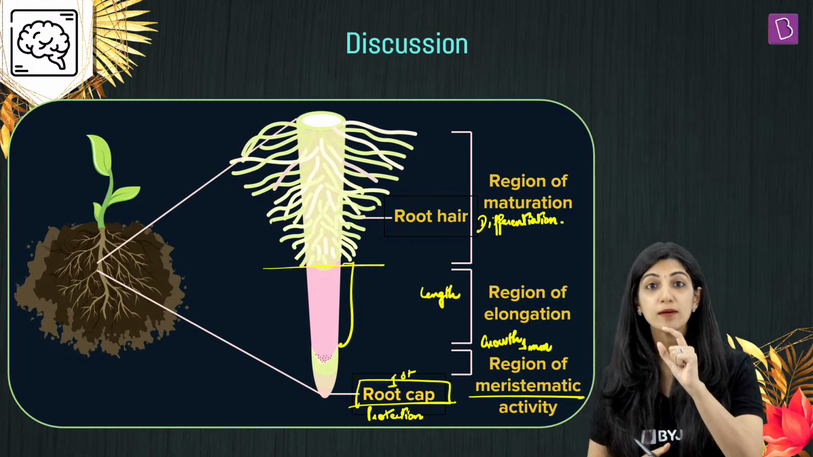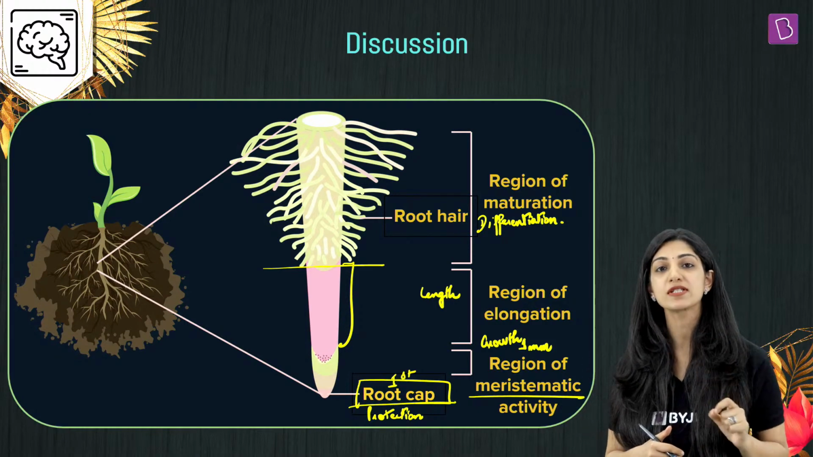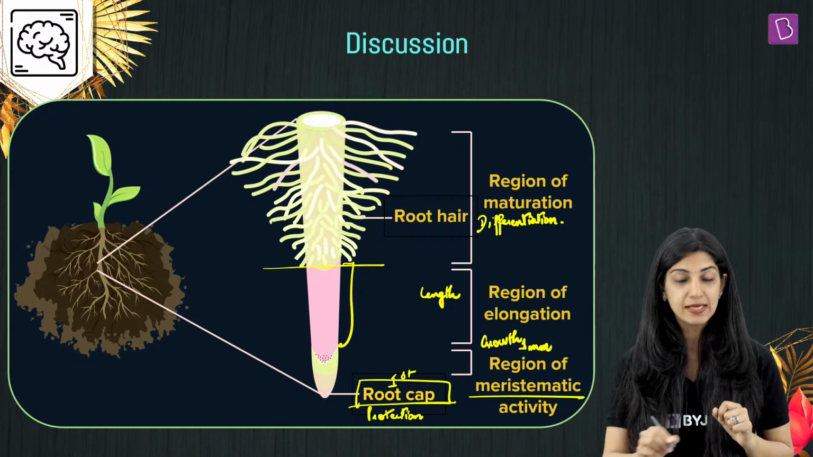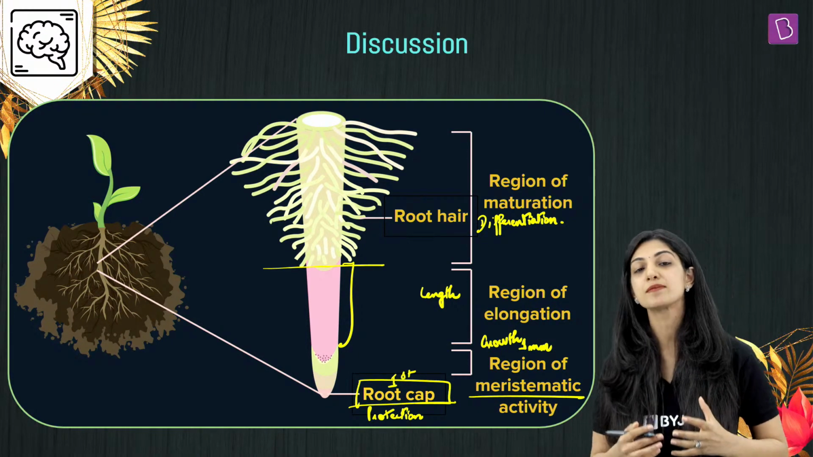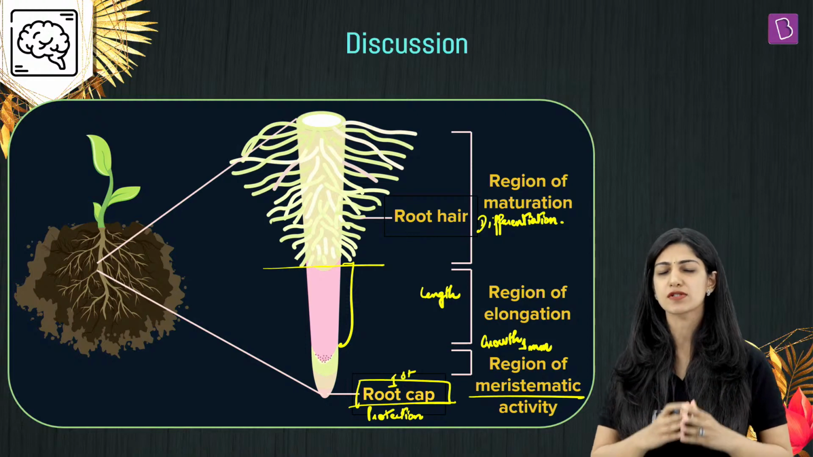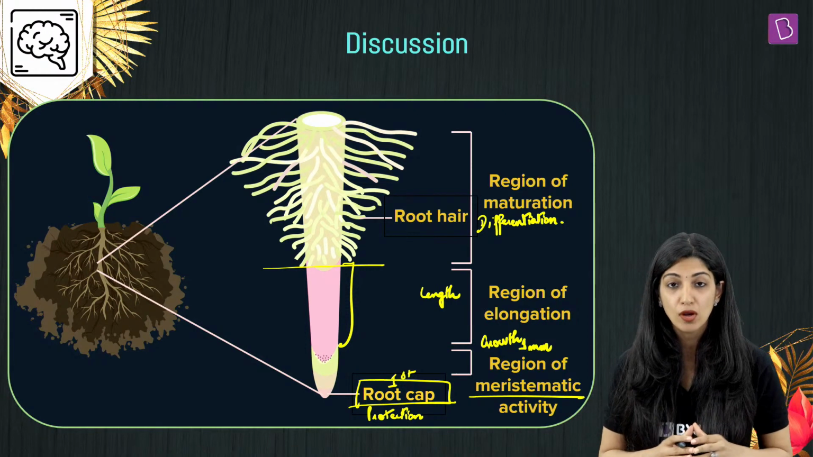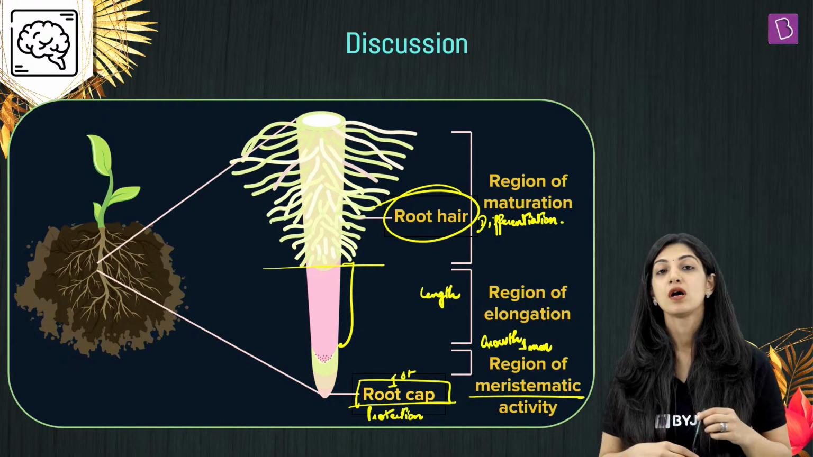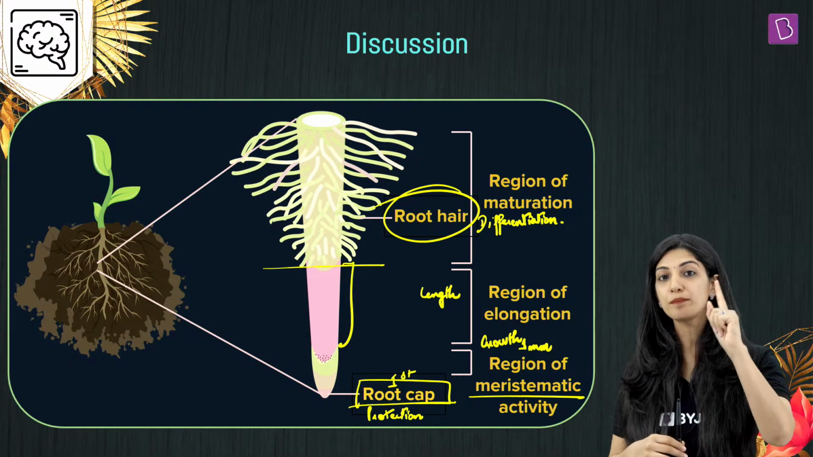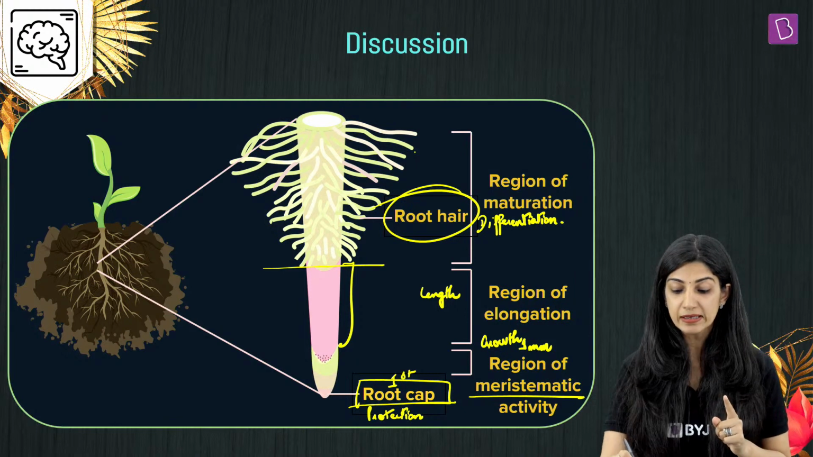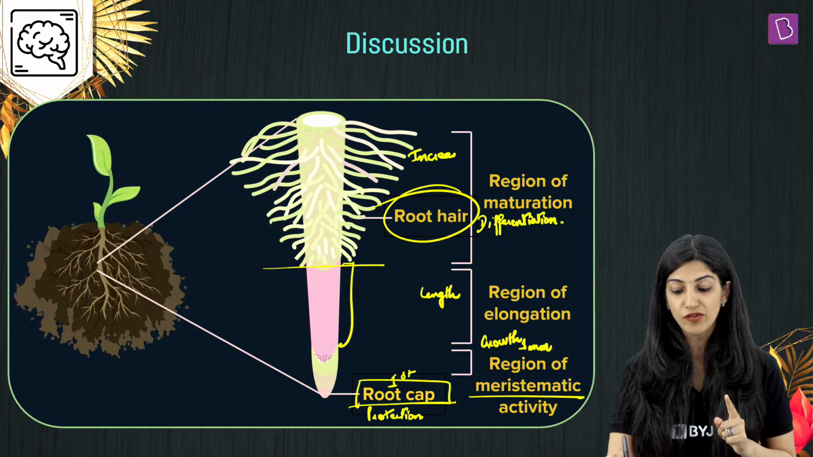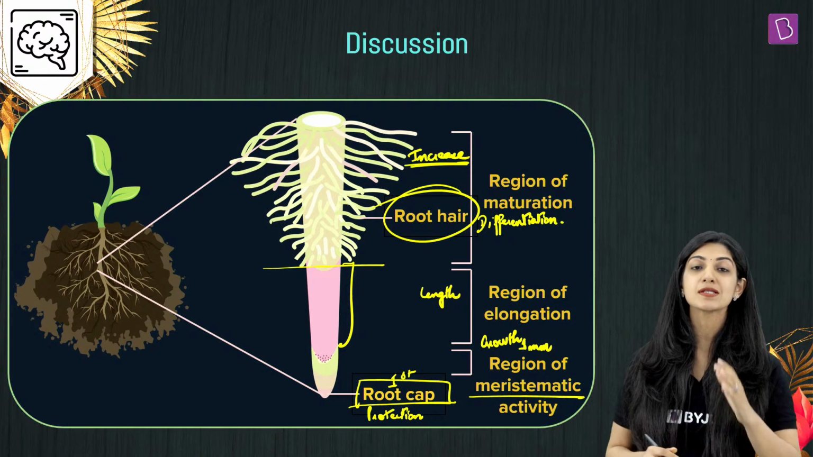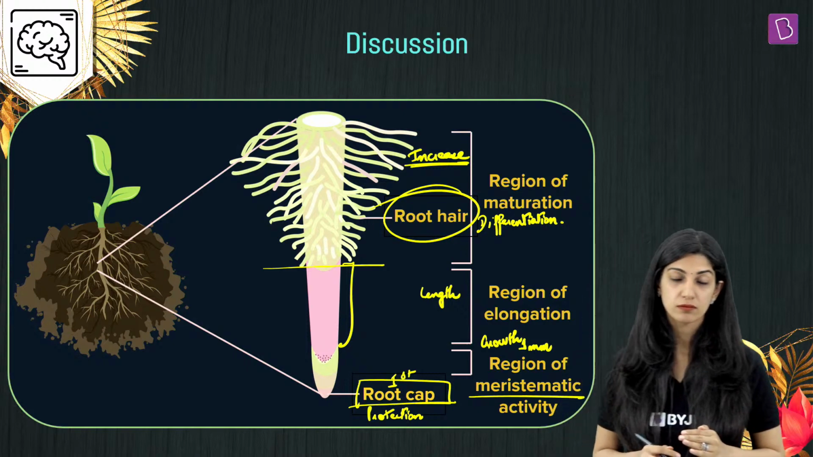Now, a very important question from previous year. Some cells modify themselves into hair-like structures, very, very thin hair, called the root hair. The purpose of root hair is to increase the surface area of absorption.